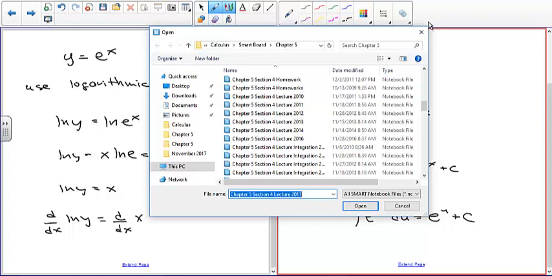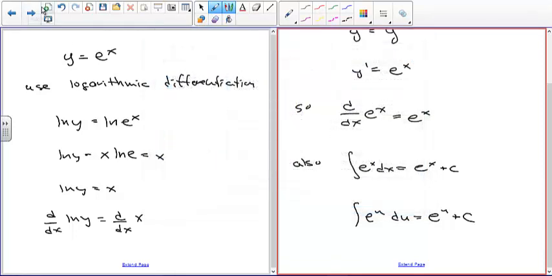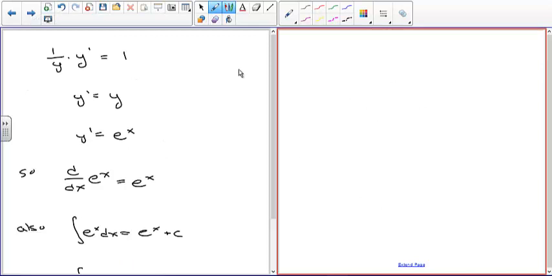Oh, I want to save it. I saved it as a template. I didn't mean to do that. Actually, I'm just going to continue on. I'm not going to open it up because I remember how to do this.